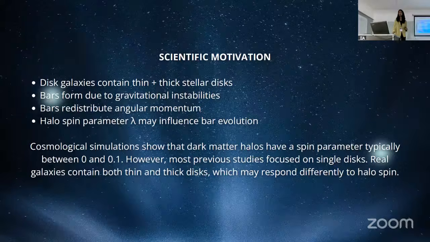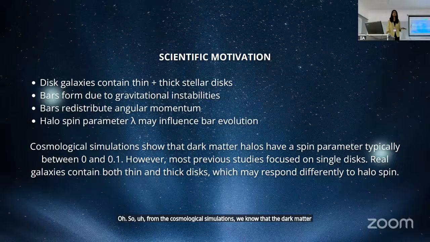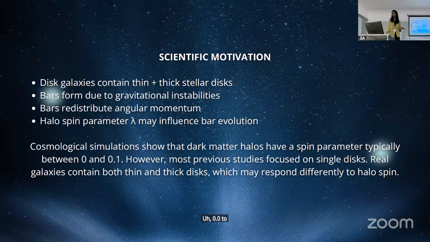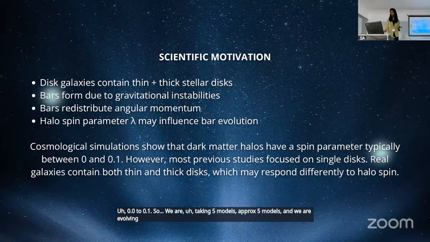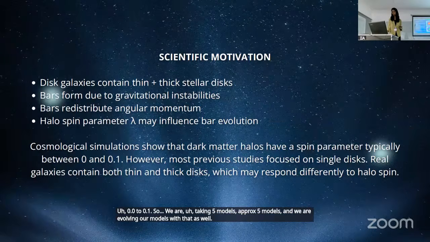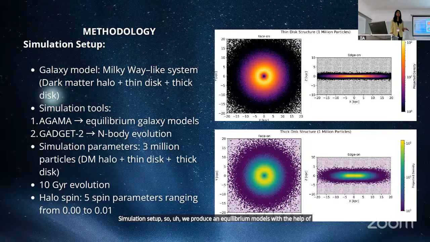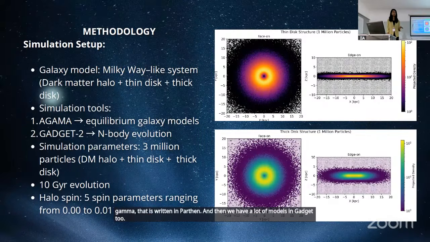From the cosmological simulations, we know that the dark matter halo spin typically ranges from 0.0 to 0.1. So we are taking approximately 5 models, and we are evolving our models with that halo spin. Simulation setup: we produce equilibrium models with the help of GalactICS that is written in Python. And then we have evolved our models in Gadget 2 over a time scale of 10 gigayears.